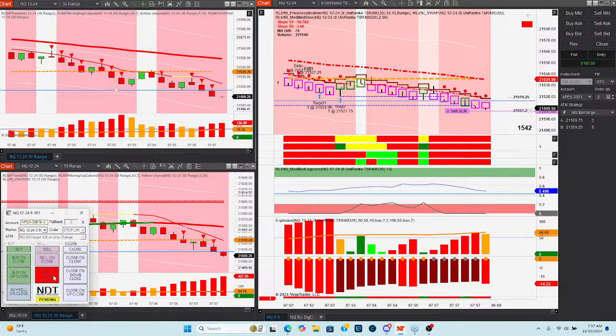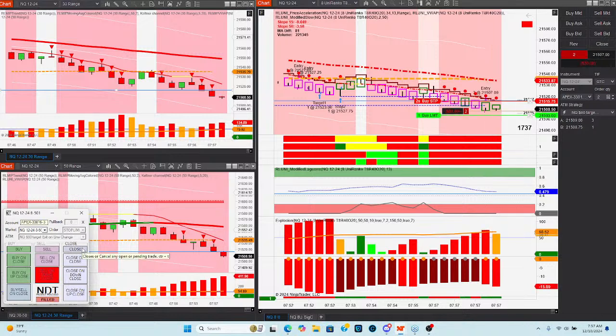Order submitted. Order filled. Hopefully I'm not too far out here. Not my favorite type of trade, because it's extended. I like taking these trades when they're just starting.